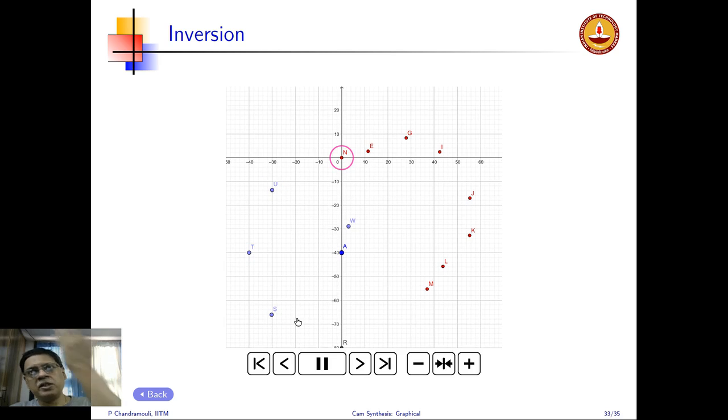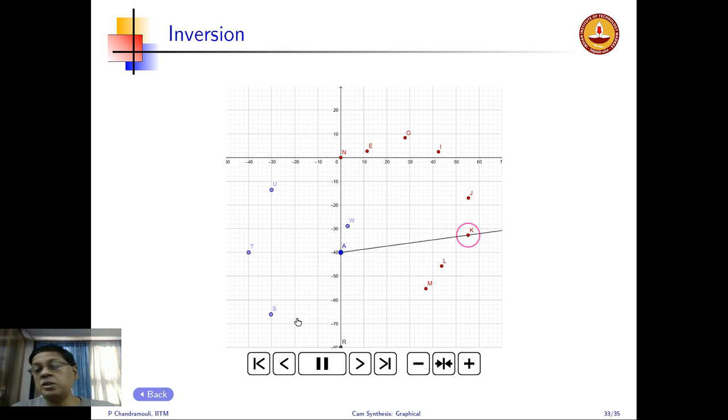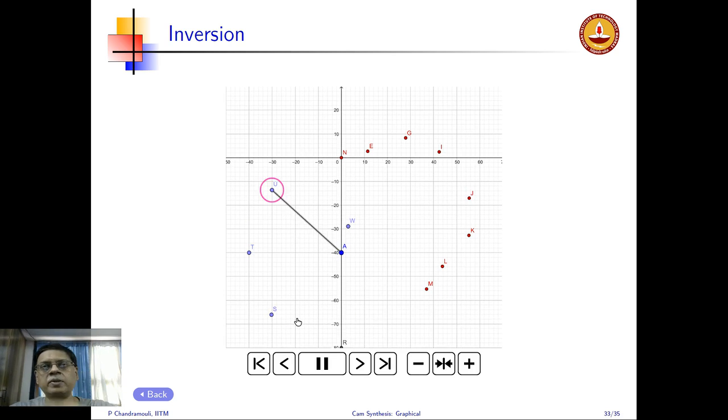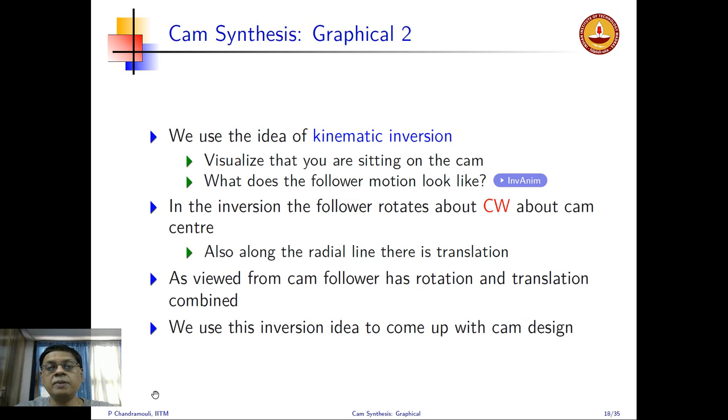And what you will notice is that the axis of translation rotates clockwise, but you also see the follower moving along that line. So when you sit on the cam, the follower has a combination of translation as well as rotation, unlike from the fixed frame where it has a pure translation. Okay, so we will use this kind of an idea to come up with the cam design.